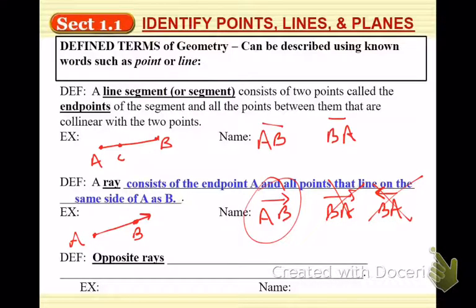Now, if you're looking for another way to name a ray, if we stuck another point here, C, we would be able to use the C here and call this ray AC. Because again, all we need is an endpoint, which is our starting point, which is weird, and we need a directional point, and point C can be that directional point. Okay?